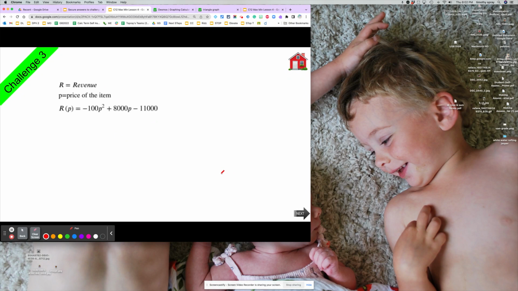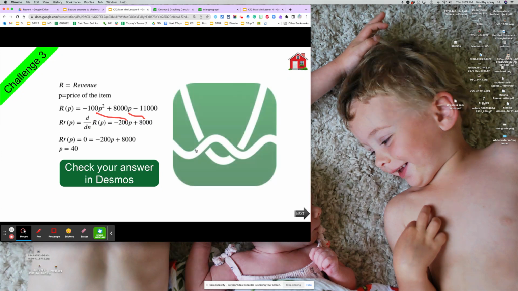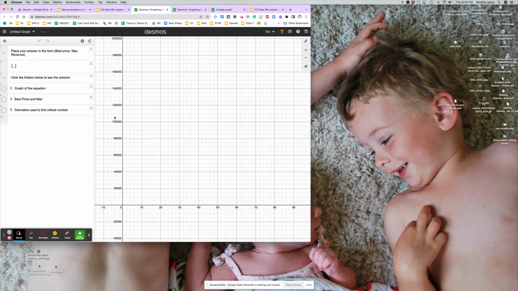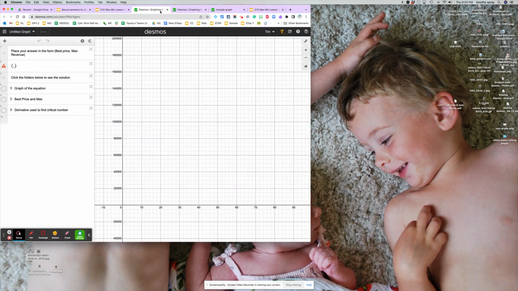So here it is, we're going to take the derivative. So the derivative of negative 100 p squared is that. Here we go, and then we're going to set the derivative equal to 0 and solve. And so p equals 40. And they say check our answer in Desmos, so I'll play that game. And so what did we get for a value? We got p is 40. So p is 40, and I put 40 back into the original equation.